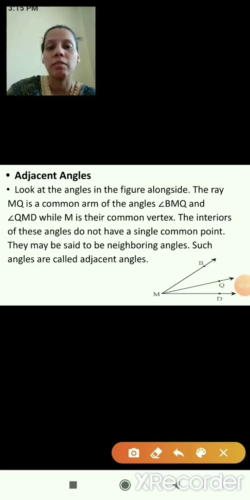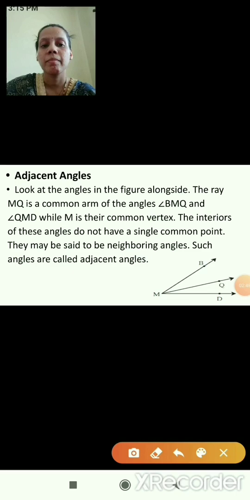I hope you are clear with this. Adjacent angles mean two angles which have a common vertex and a common arm, but they have separate interiors. So they are said to be adjacent angles or neighboring angles. I hope you are clear with this. Okay, now we'll see the next.